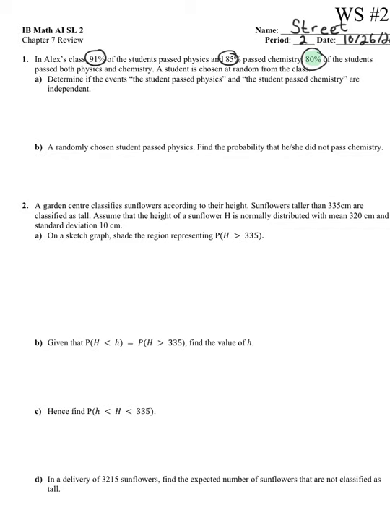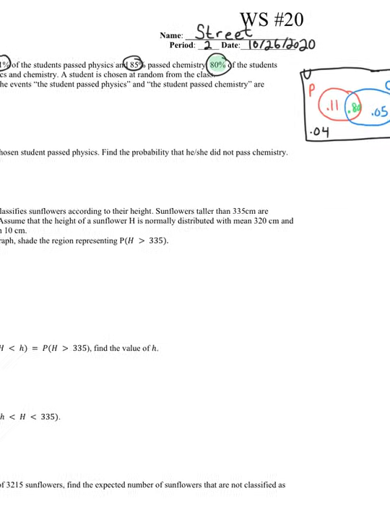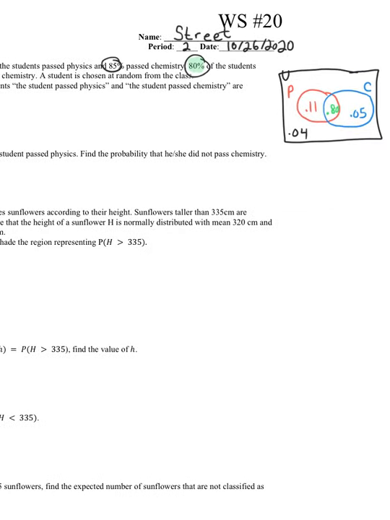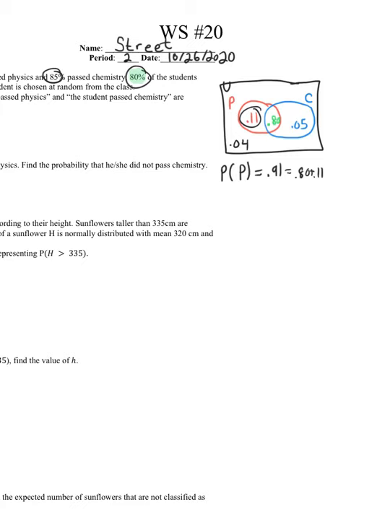First thing I want to do for problem 1 is create a Venn diagram. So I went ahead and did that over here on the right hand side, and it says the probability a student passes physics is 0.91. So the probability of P happening is 0.91, which makes sense. That should be 0.80 plus 0.11. That's where I got this 0.11 from, adding those two numbers together.